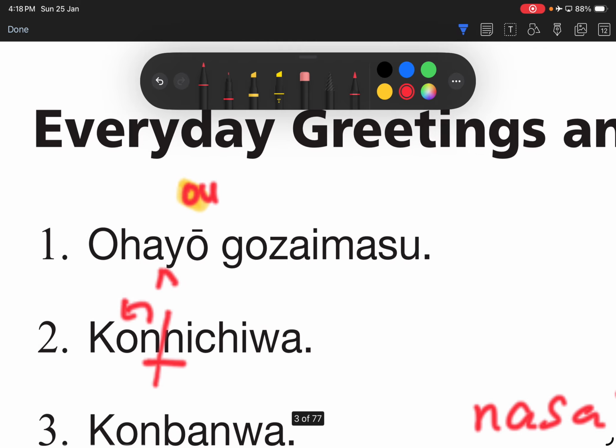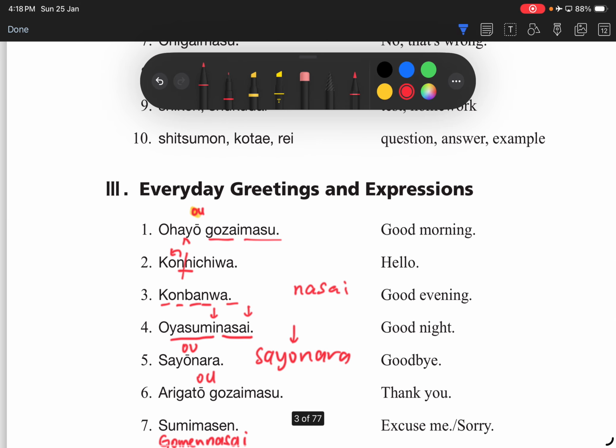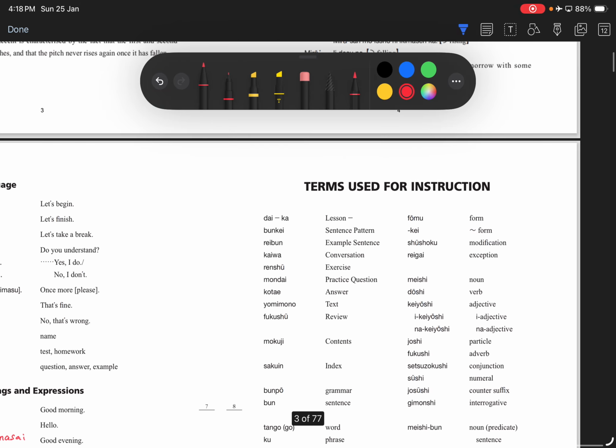Same as gozaimasu. Some people will say gozamasu, with the I missing. But gozaimasu, we need the I. If it's gozamasu, it sounds very weird. Okay, we will move on.